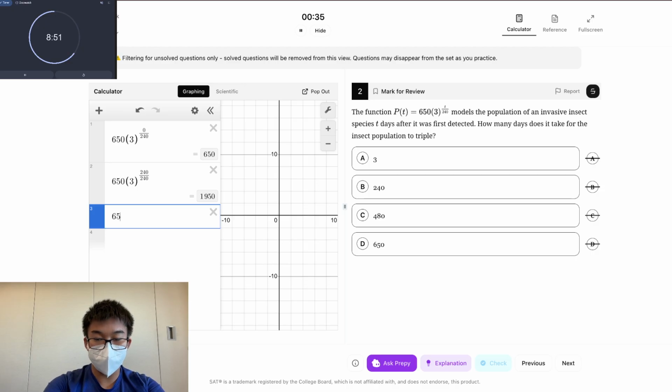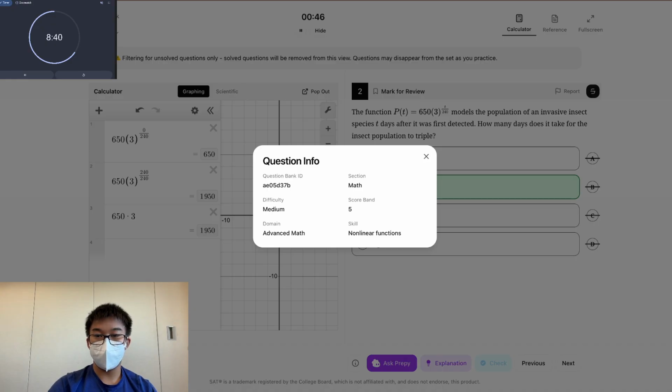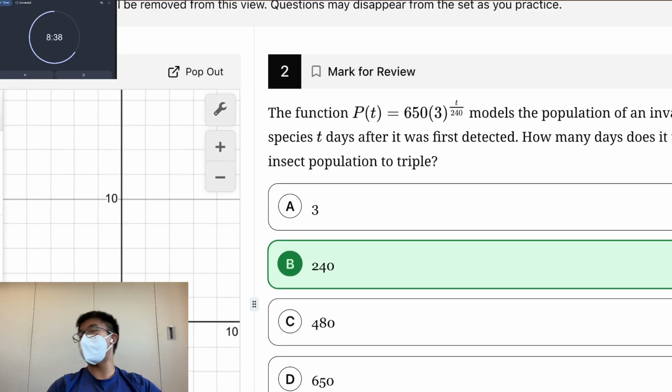Let's try 650 multiplied by 3 multiplied by 3. So this is triple. Yeah. So yeah, I am correct. So questions like these, you just want to plug it in, then you get the answer.